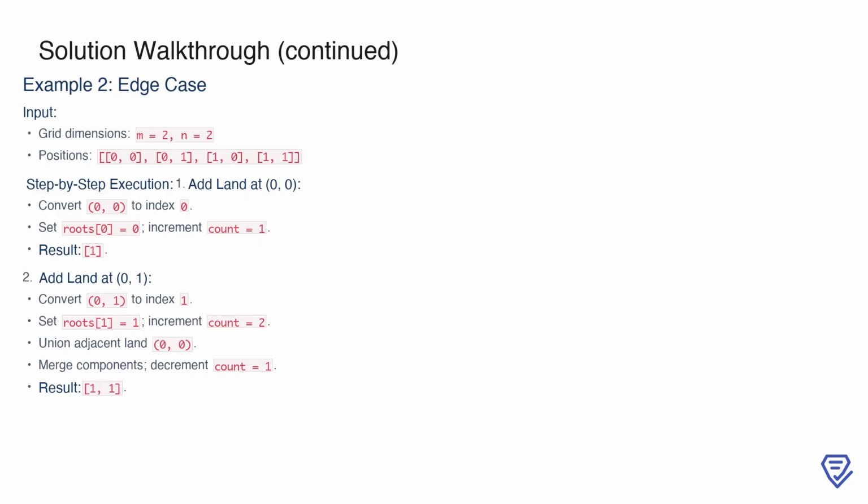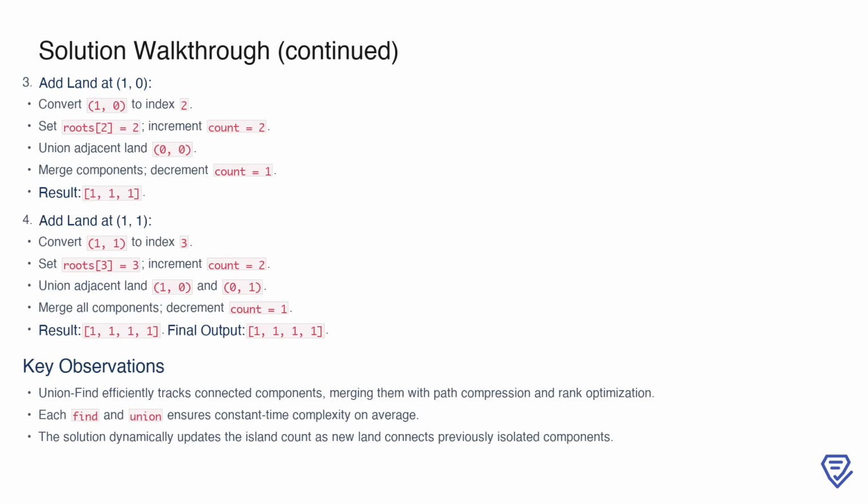Then, adding land at 0,1 corresponds to index 1. We mark this as land by updating roots[1] equals 1 and increasing the count to 2. Since 0,0 is land, we perform a union operation to connect these components, reducing the count back to 1. The result becomes 1, 1. Next, adding land at 1,0 maps to index 2. We mark this as land by setting roots[2] equals 2 and increment the count to 2. Position 0,0 is land, so we perform a union operation, reducing the count to 1.